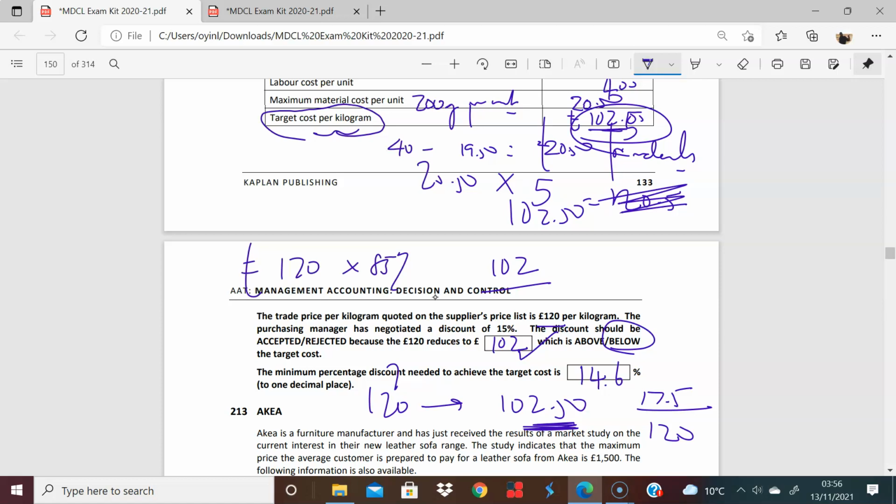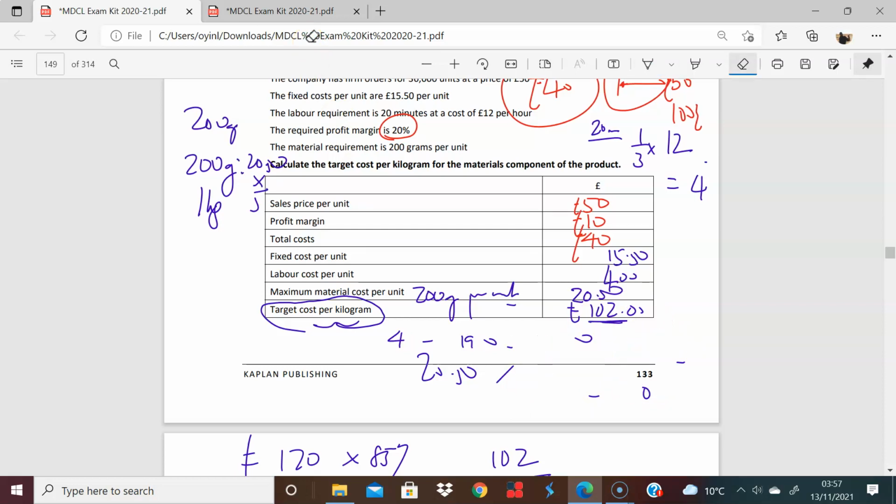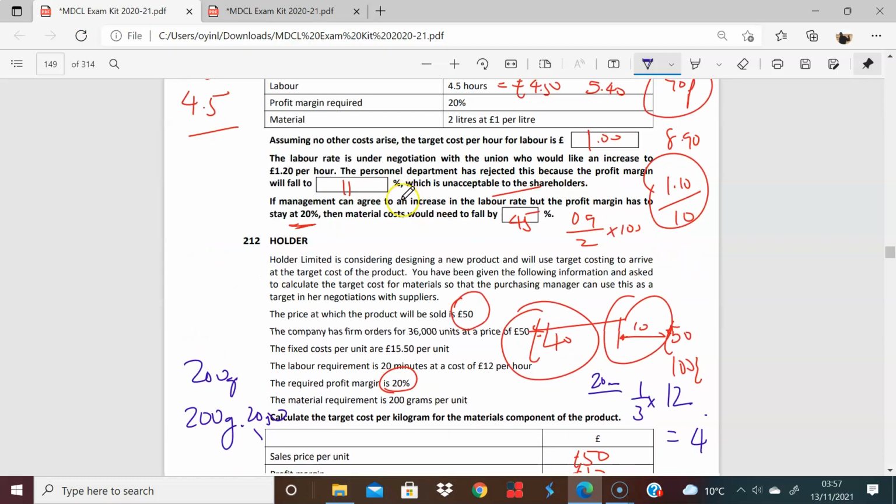So that's how we manage that. Sorry there, I think I was in a rush with my calculation. If you're doing this along with me, you would have got it right, and as usual, at the end of the video I come back and fix that. So that's £20.50, and £20.50 times 5 is equal to 102.50. Great stuff. And that is this question 212.